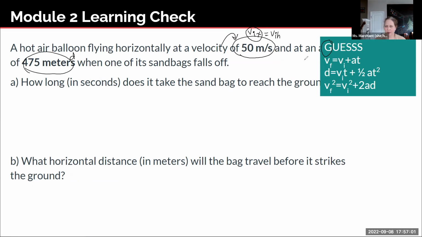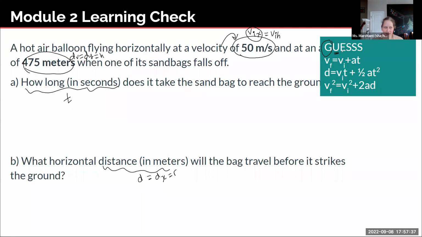Okay. And what do we need to find? We underline our unknown. How long? So that's our time there. And our second question, we're going to need to know what the horizontal distance is in meters. Will it travel? So this distance here is your vertical distance or your distance in the y, and down here is your distance in the x. Sometimes people call the 475 a height. Sometimes people call the distance in the x a range. So lots of different things there.